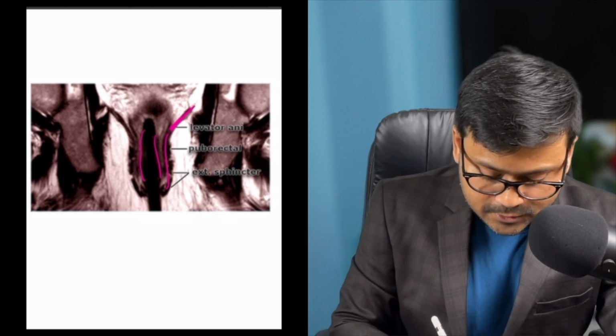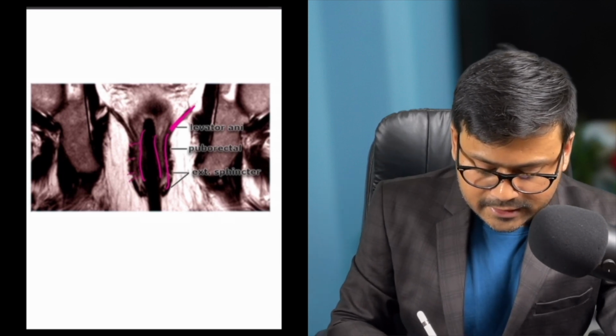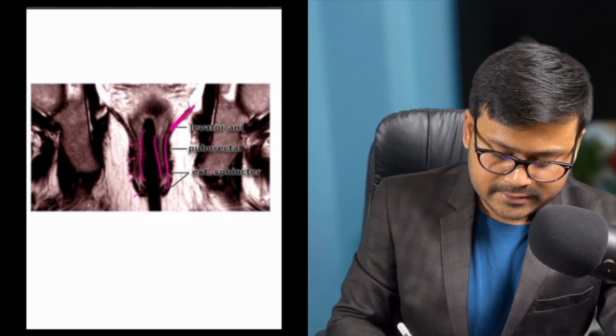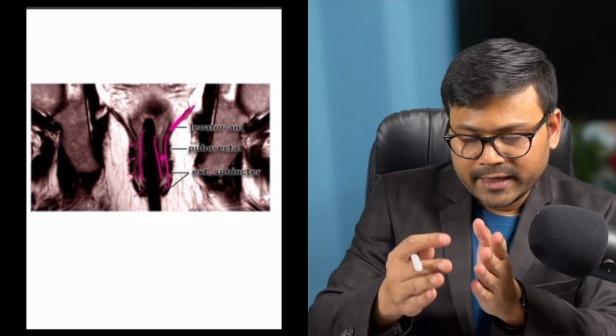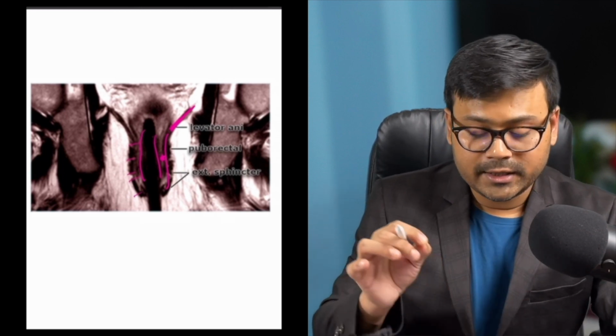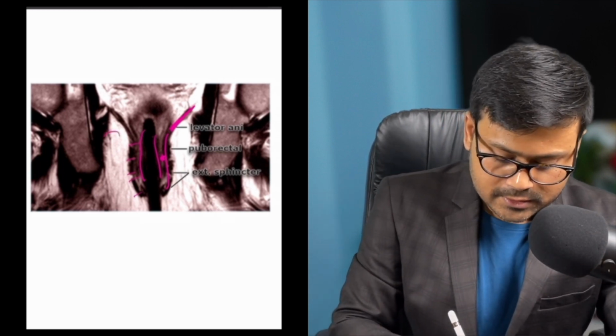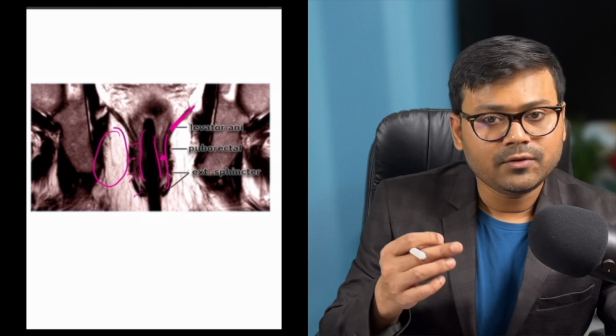You can see the three parts of the external anal sphincter also, right? And this is the intersphincteric space, and lateral to the external anal sphincter is the ischiorectal fossa or ischioanal fossa. So this area is the ischiorectal fossa.